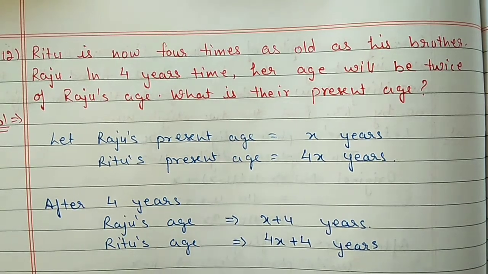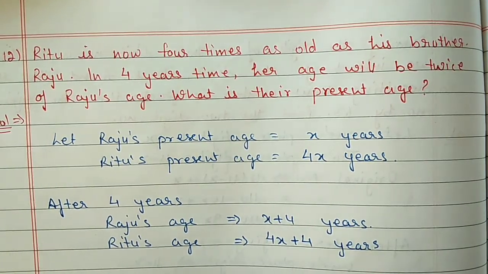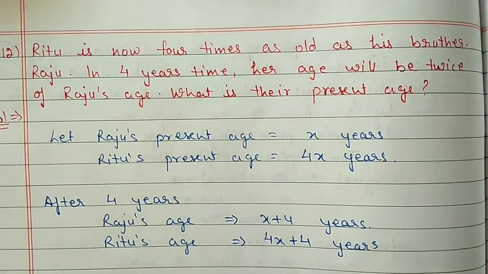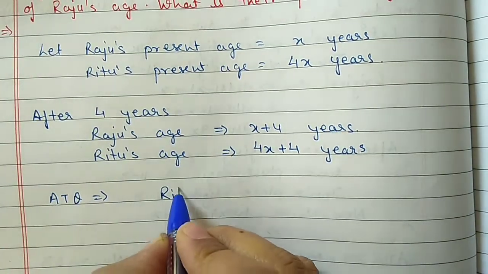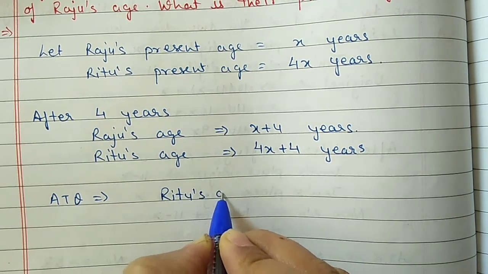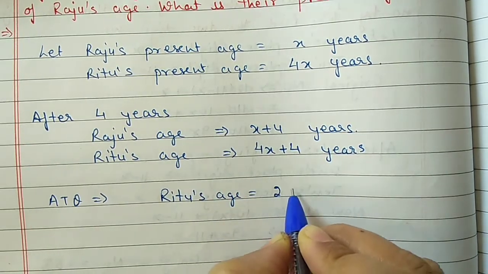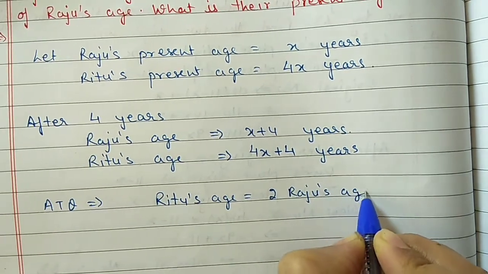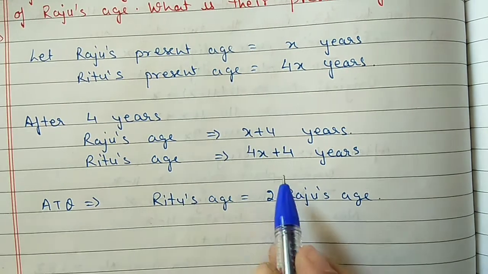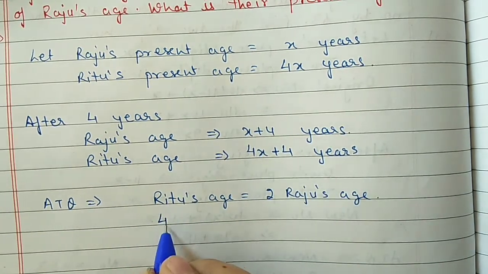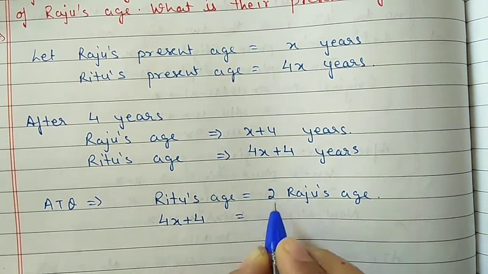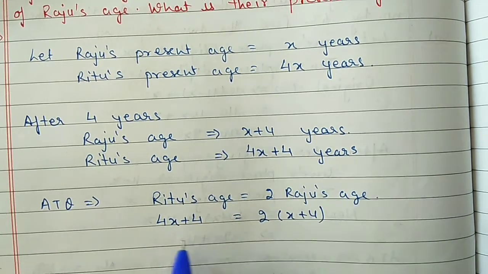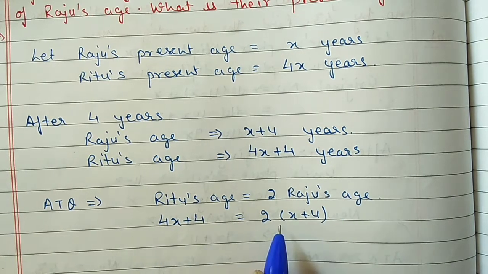Now according to the question, it is given after 4 years she will be twice of her brother. Ritu's age will be twice of Raju's age. This is given in the question. Now Ritu's age after 4 years is 4x plus 4, and this 2 is as it is, and Raju's age is x plus 4. Now we got our linear equation. We have to solve it.